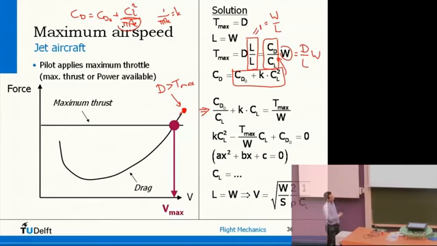Now this is all theory, of course. So I have one example with actual numbers for an actual aircraft to show you how it works in real life. Is there a question?